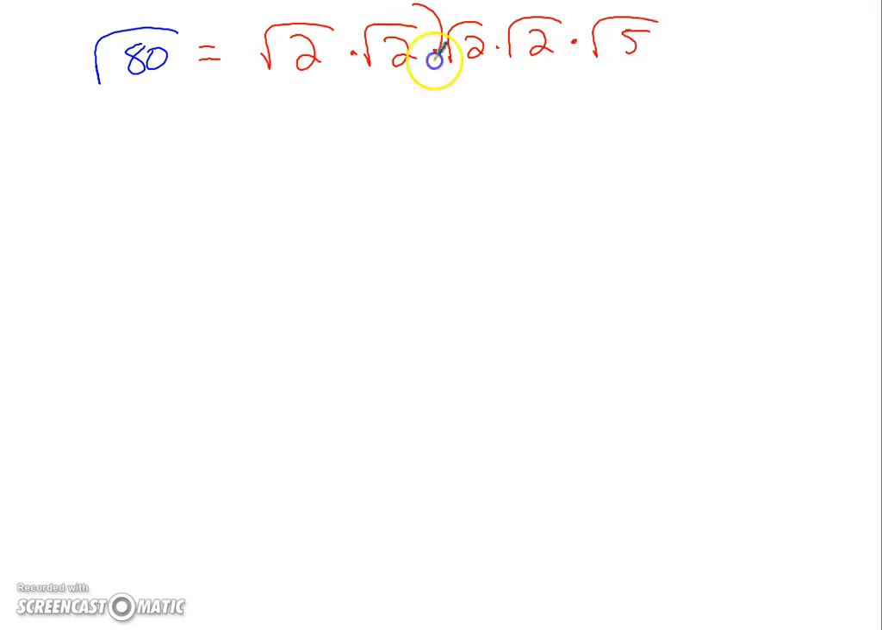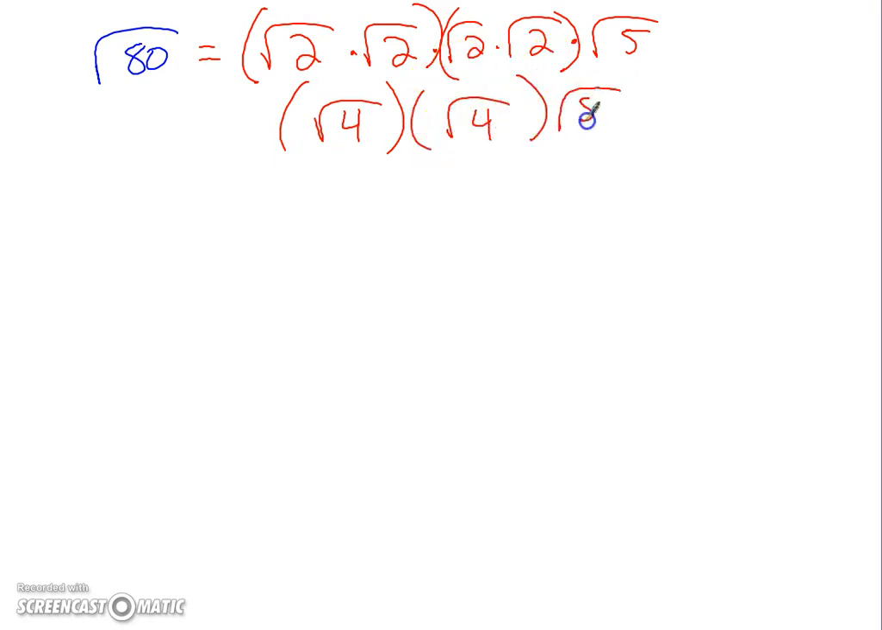And you're going to look for any pairs that you see. The square root of 2 times the square root of 2 is the square root of 4. The square root of 2 times the square root of 2 is the square root of 4. The square root of 4 is 2. The square root of 4 is 2. And then these are just normal 2 times 2. So that would be 4 square root of 5. That's the simplified version of square root of 80.